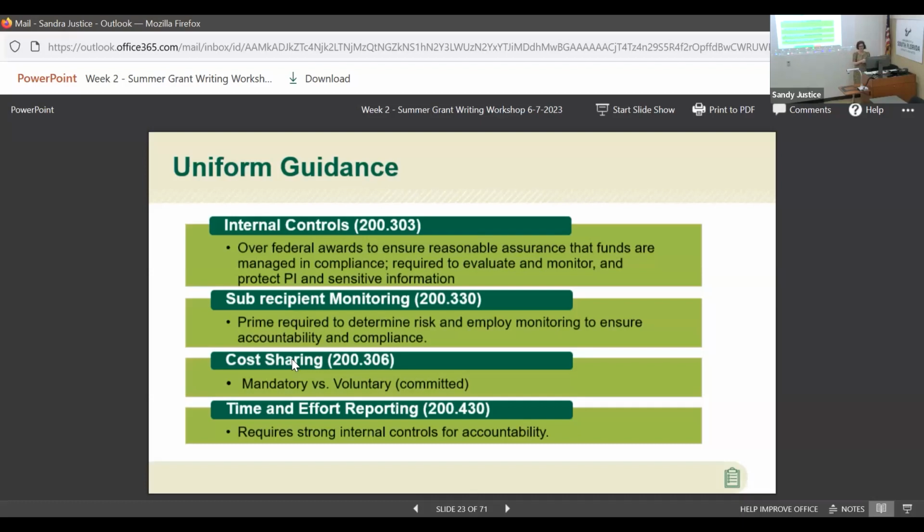Cost sharing. Cost sharing means anything that the sponsor's not paying for. The sponsor is going to pay for all your direct costs. If it's mandatory, the grant will say, as you develop your budget, 10% of this budget must be covered by other funds.